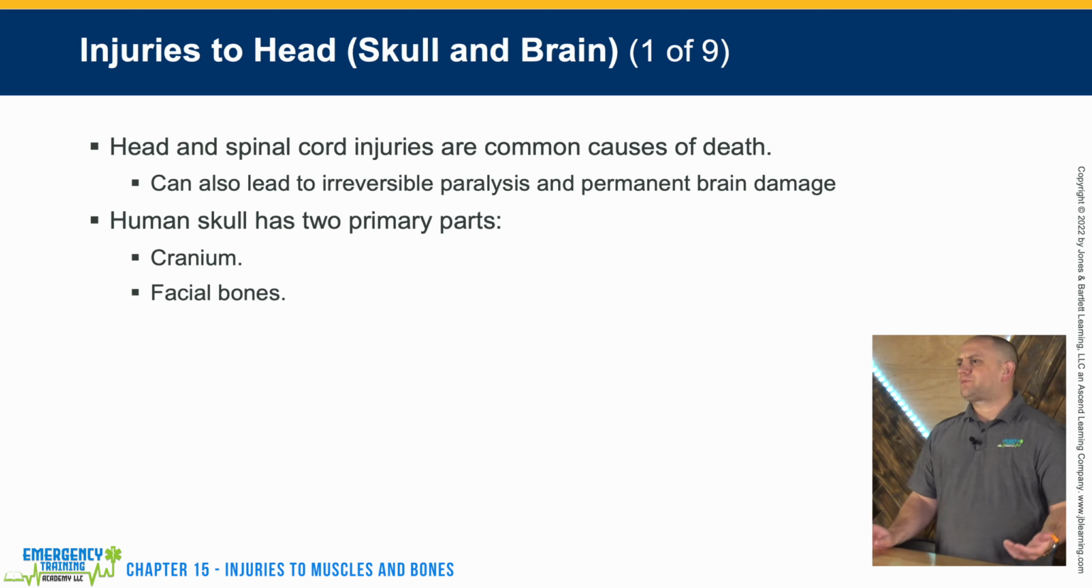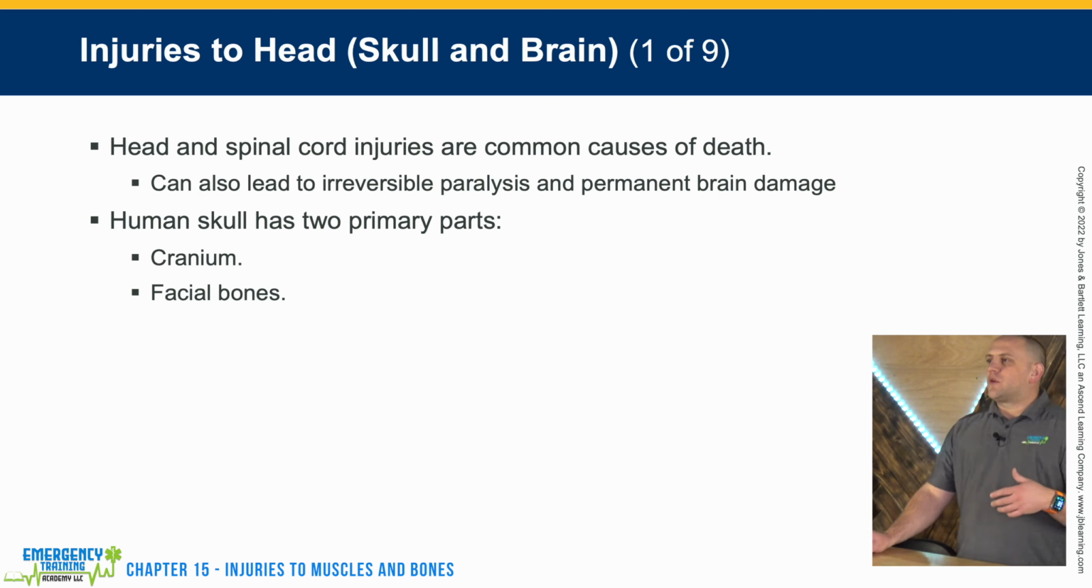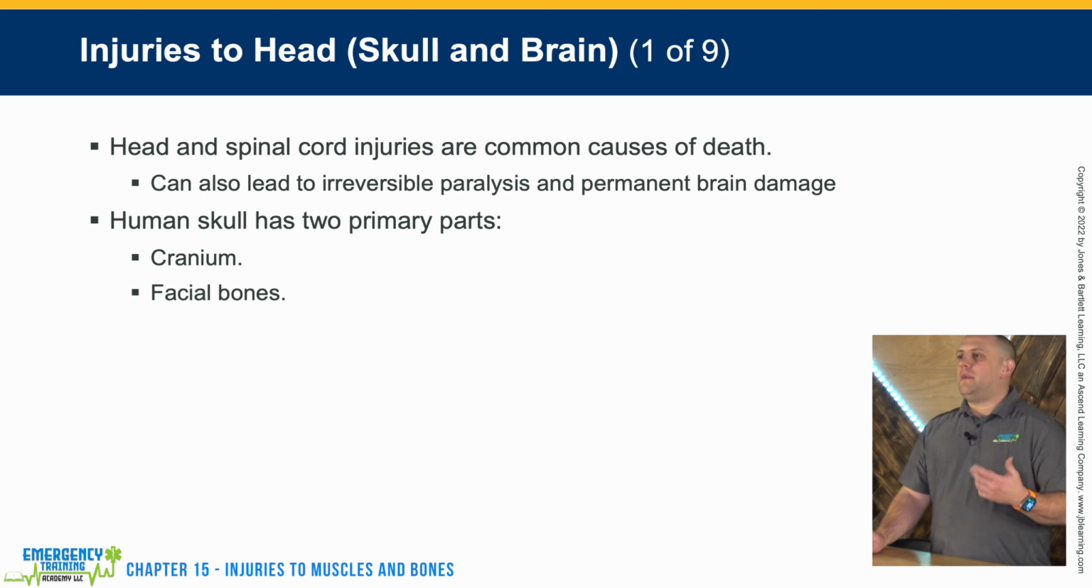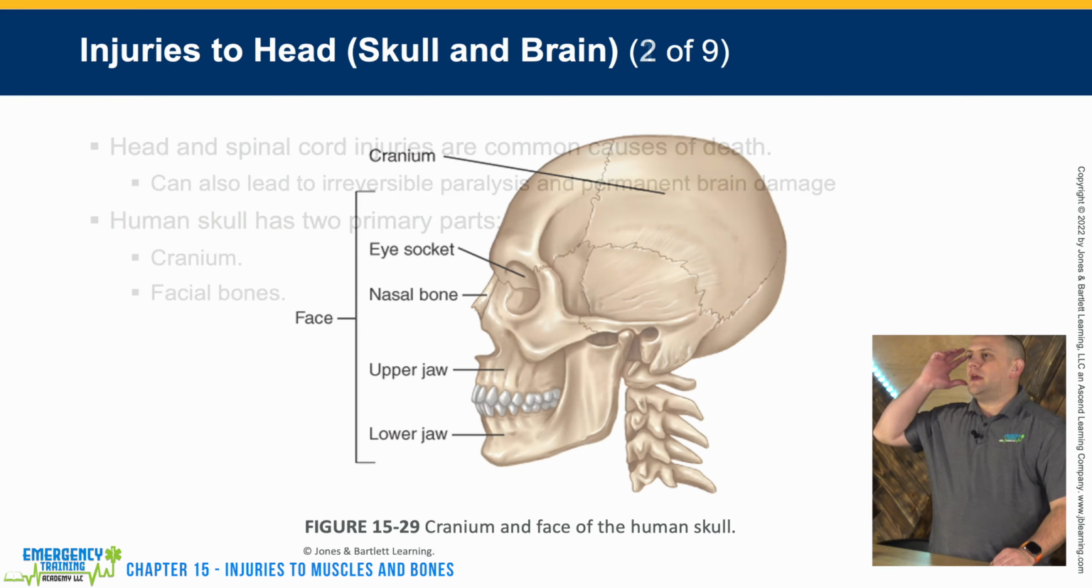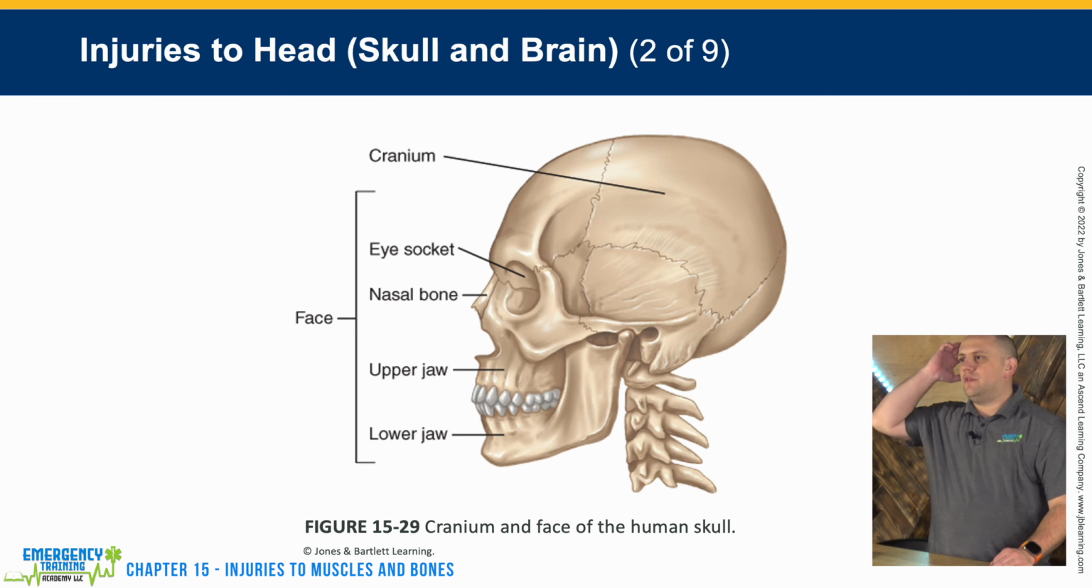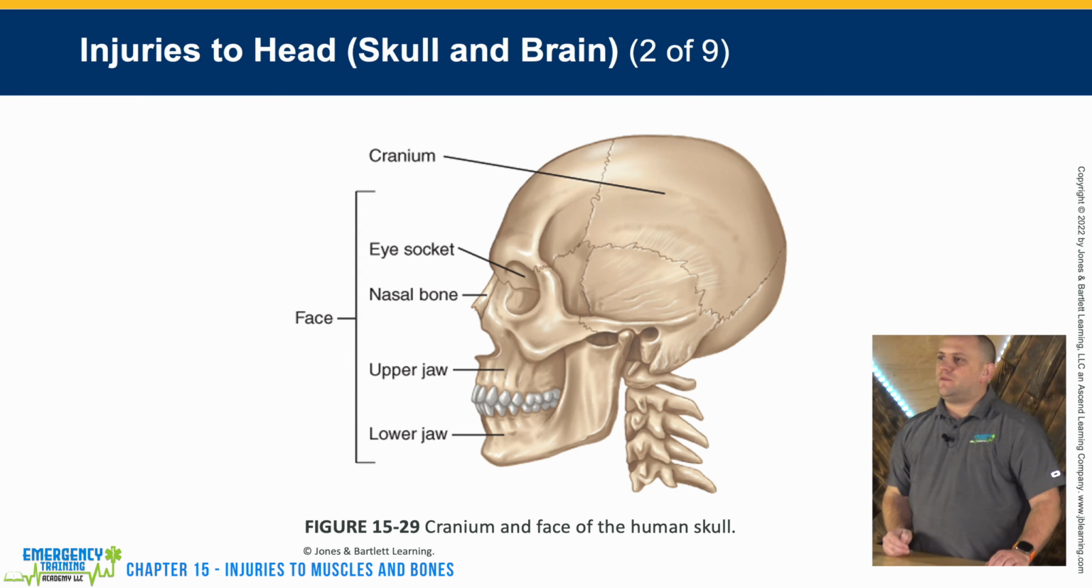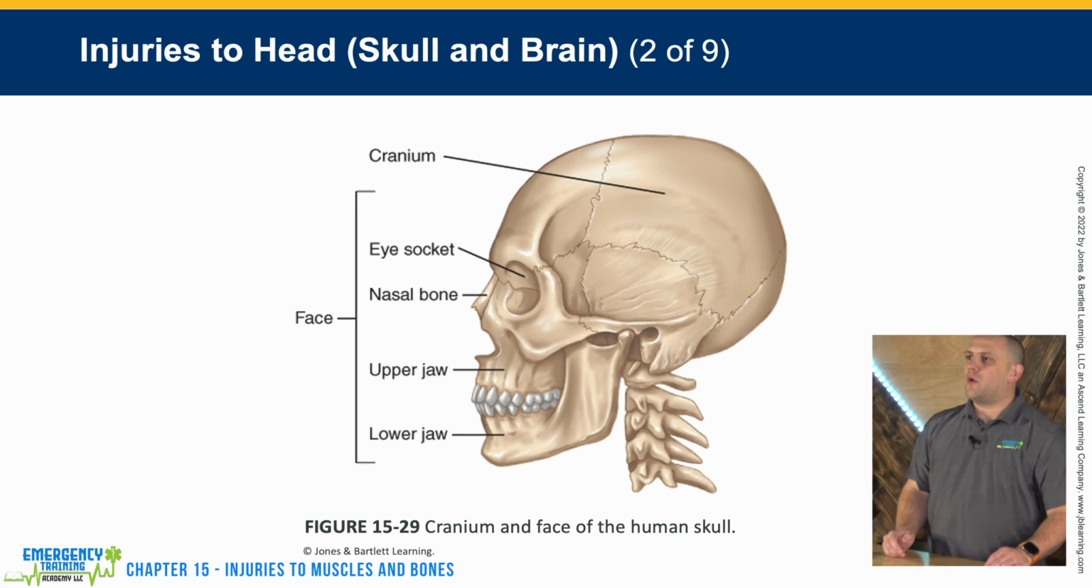The human skull has 2 main parts. We have the cranium and then our facial bones. As you can see here in this picture, the cranium is composed of the fused bones that fuse as we grow out of being an infant. And then our face has our eye sockets, our nasal bone, our upper jaw, and then our lower jaw.